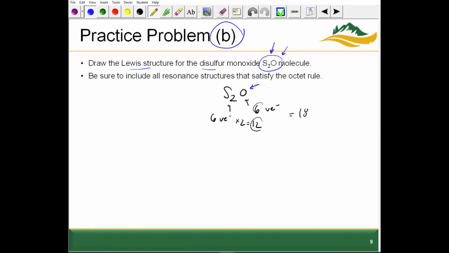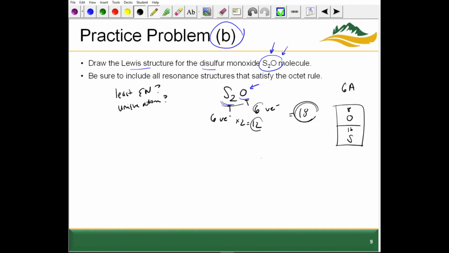For S2O, which one do we put in the middle? So now that we have the total number of valence electrons for S2O, the next step is to figure out which one do we put in the middle. There's a few different guidelines that were mentioned for what we put in the middle. We talked about previously that we could put the least electronegative atom in the middle, or we could also think about it as putting the unique atom in the middle.